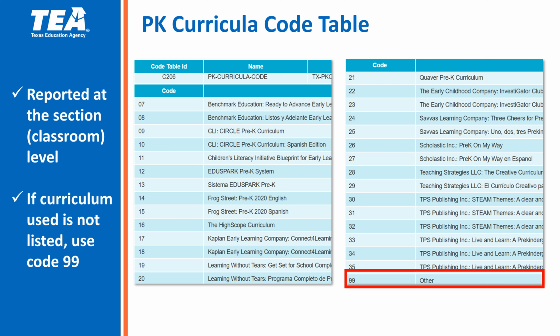Curricula that are on the SBOE instructional materials list have their own code, as you can see here on the code table. If a curricula is being used that is not on this list, the appropriate code to use would be code 99 for Other. Please note that the requirement for curriculum to align with the current Texas Pre-Kindergarten Guidelines still applies to the curriculum reported as Other. LEAs should keep documentation on file to confirm alignment with the Texas Pre-Kindergarten Guidelines when reporting code 99.